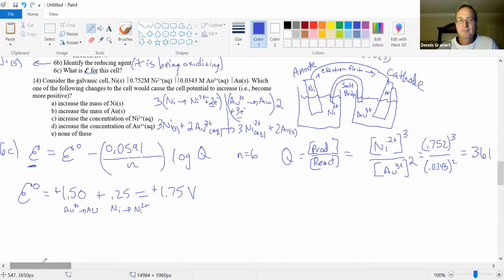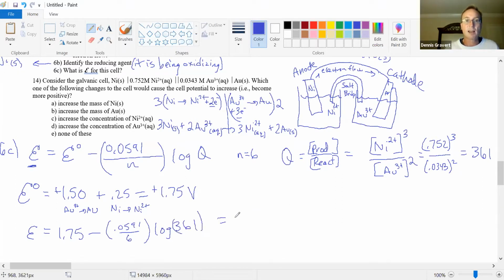Okay. The whole thing has to go in the Nernst equation. I think I got all my pieces. Let's merge them all together. So I'm going to begin by rewriting the Nernst equation. The actual cell potential is equal to the standard potential, which is 1.75, minus 0.0591 divided by n, which is 6 electrons, times the log of the Q, which we found to be 361.